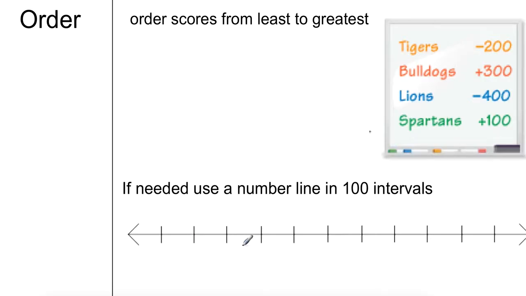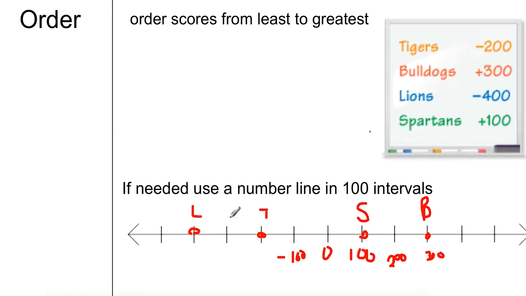So if I made a number line that went in the hundreds, so if I started here and went 100 and 200 and 300, so I could do the same thing going backwards. This would be a -100, a -200, a -300, a -400. If I put these on the number line, the tigers are at a -200, and I'm just going to use a T for tigers. Bulldogs are at 300. The lions are at a -400, so 200, 300, 400. And the Spartans are at 100.